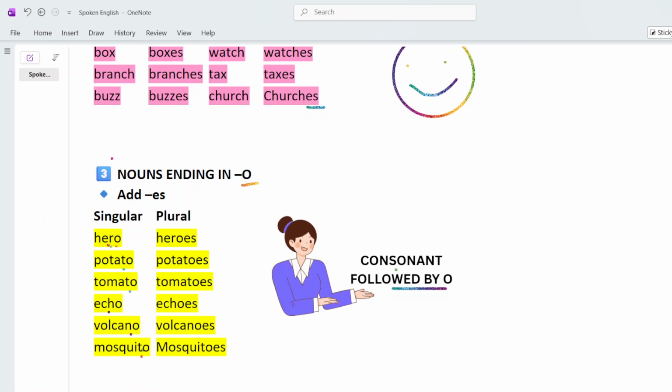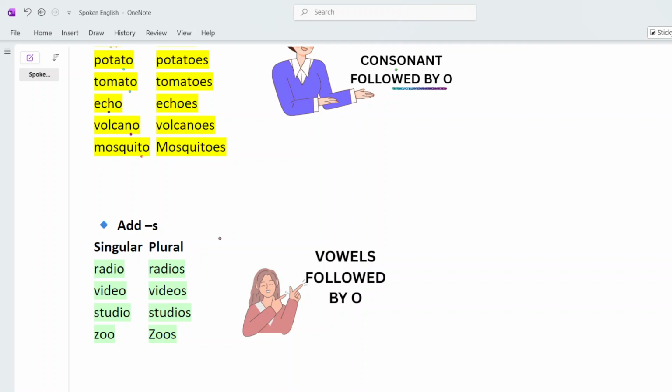So whenever you see consonants, what happens? And it ends with an O. A consonant plus an O, you add an ES to make them plural. Quickly moving on to another pattern, that is wherever you see vowels. What are the vowels, guys? A, E, I, O and U, right? So these are the vowels.